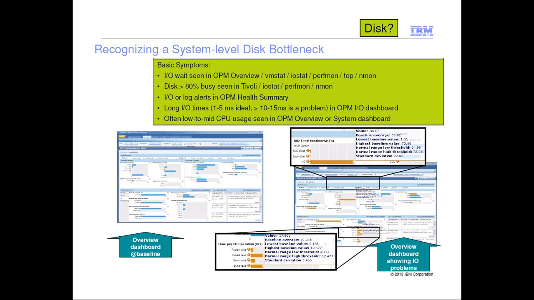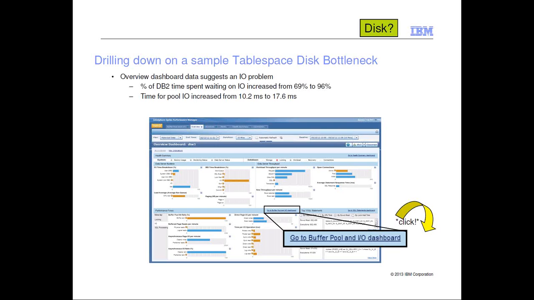So from the overview dashboard, we move to the buffer pool and I/O dashboard, because the performance metric that we saw, which was in terms of the I/O, is shown in further detail on the I/O dashboard. Now we have noticed 2 things on this overview dashboard. One is the I/O time has increased from 69% to 96%, and second, the pool I/O has increased from 10.2 milliseconds to 17.6 milliseconds.